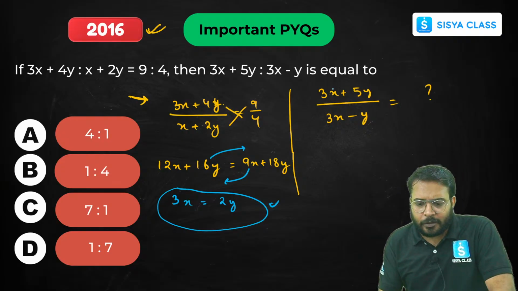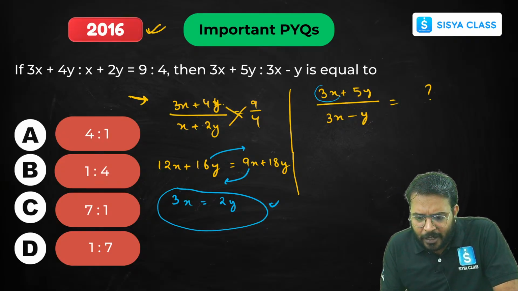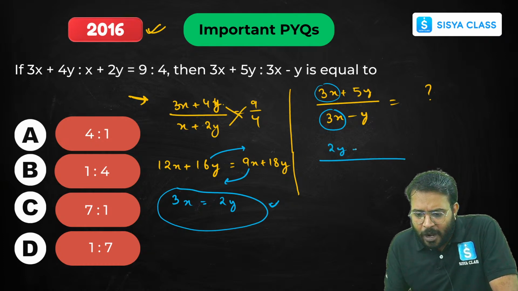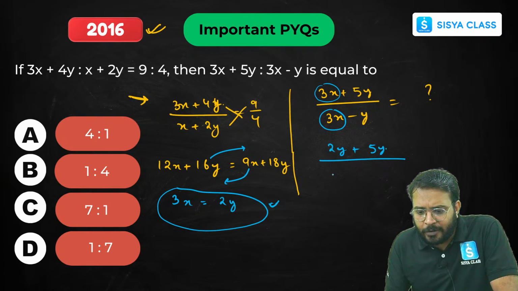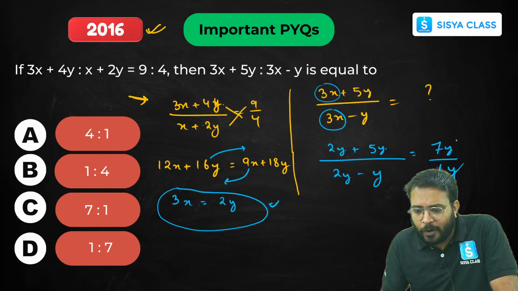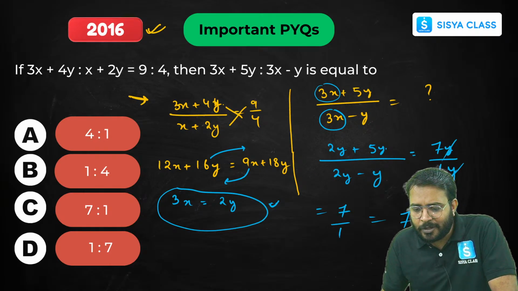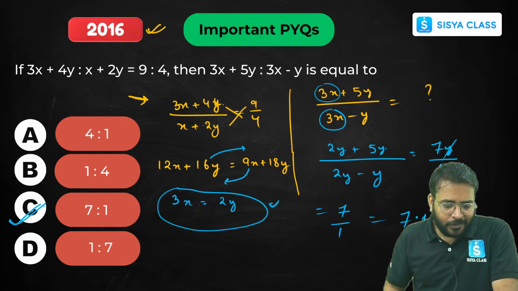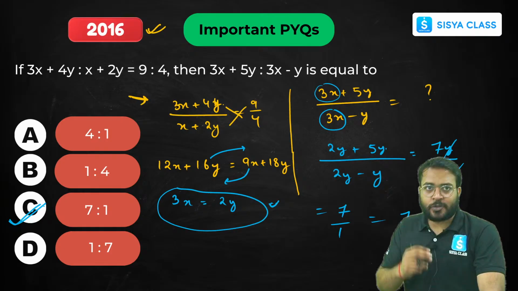Here we are having 3x and 3x, so can we substitute 2y at the place of 3x? 2y plus 5y, and here 2y minus y. Now you will get 7y divided by 1y, and y will get cancelled, and it is going to be 7 by 1, that is nothing but 7 is to 1. So your option C is going to be your correct answer, that is 7 is to 1. Understood my point, everyone?